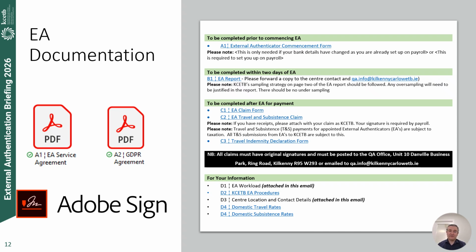For your claim form, usually that will come in first, and your travel and subsistence then could be the month after, depending on when it's processed by finance.